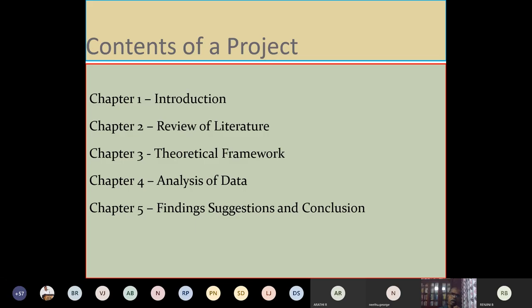Actually, a normal PG level project consists of 5 different chapters. Before speaking in detail about this, I would like to tell you that there are no hard and fast rules regarding the number of chapters that can be incorporated in a project. How many chapters are required is not fixed anyway. This is not at all fixed. Remember, but usually a standard PG level project should have 5 different chapters.